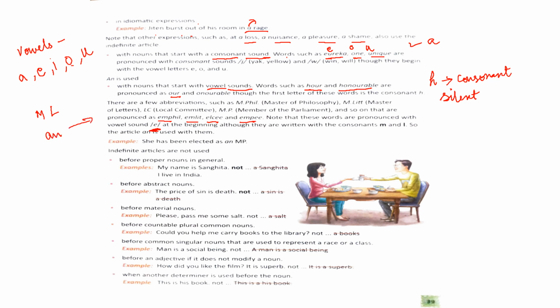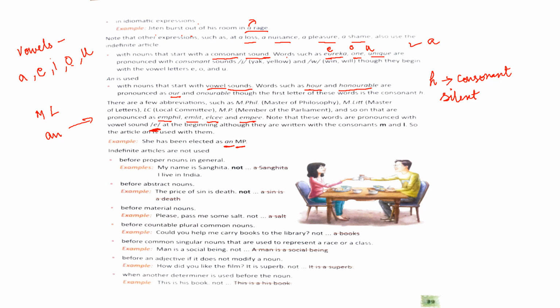For example, she has been elected as an MP. Now let's see where we should not use indefinite articles, that is, a and an. First one is before proper nouns in general.